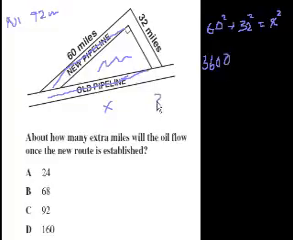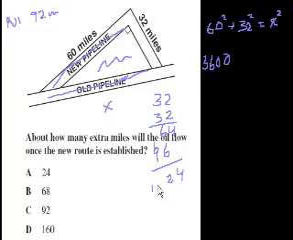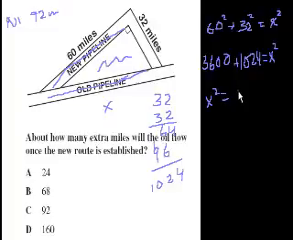And 32 squared, let's see, 32 times 32. 2 times 32 is 64. 3 times 2 is 6. 3 times 3 is 9. So it's 1024. 3600 plus 1024 is equal to x squared. So x squared is equal to 3600 plus 1024, which is 4624. And let me see if I can get an approximate.